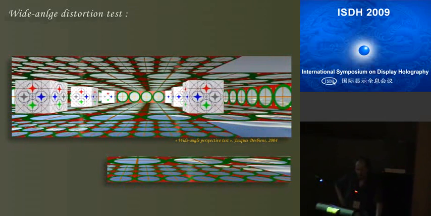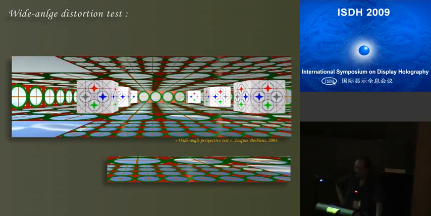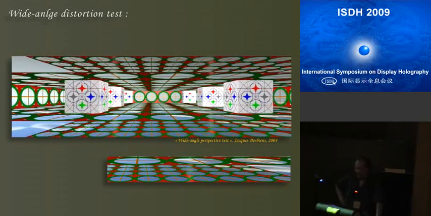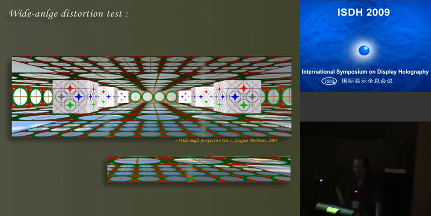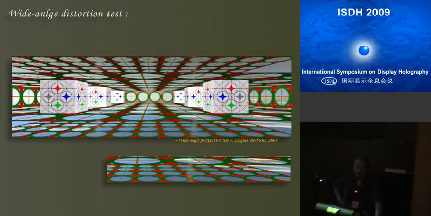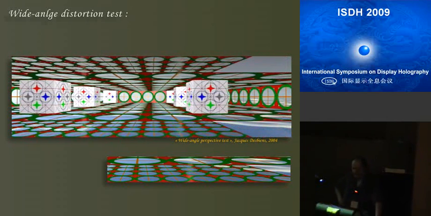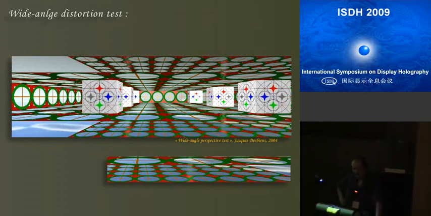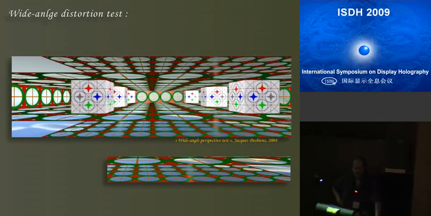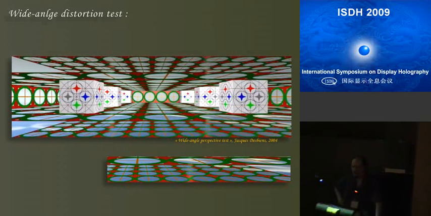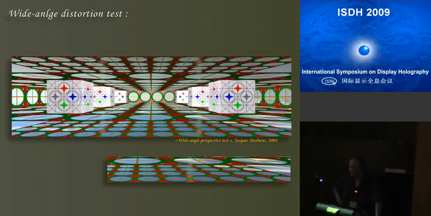You can see on the floor that the center circle and the circle at far right don't have the same width. Those that are farther are wider. So I had exactly the same distortion that Da Vinci was talking about. But when I looked at my hologram, I didn't see this distortion. It wasn't there. All circles were circles.